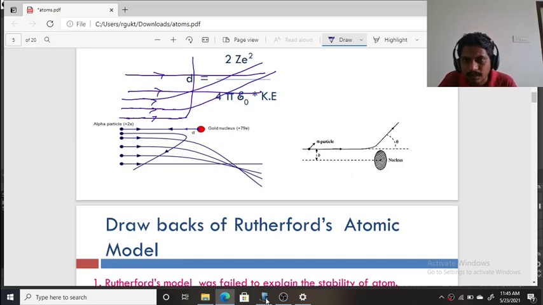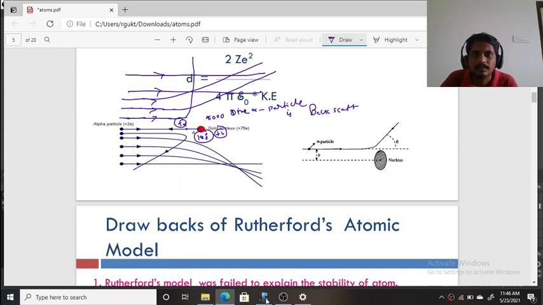I told you that out of 8000 alpha particles, one alpha particle is backscattered. This is that alpha particle. When an alpha particle is directed straight towards the nucleus, it suffers backscattering. Why? Because the alpha particle has a positive charge and the gold nucleus has a positive charge. There is a repulsive force, so it will be backscattered. The angle of scattering is about 180 degrees.